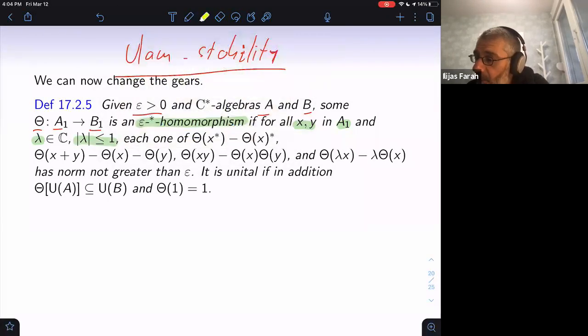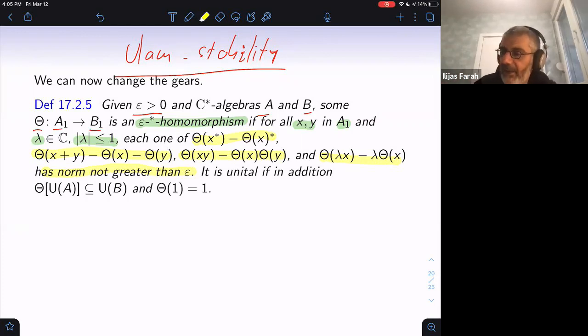we look at the following. We look at theta of x star minus theta of x, star. You see, if theta were a star homomorphism, this would be equal. But we just ask that the norm of that is not greater than epsilon. Right, so it's epsilon star preserving. And just do that for everything else that makes sense, right? So theta is epsilon additive, theta is epsilon multiplicative on the unit ball, right? So this is important, because really we are looking only at elements of norm at most 1. And finally, also multiplication by scalar. Theta respects multiplication by scalars up to epsilon, but only as long as everything is in the unit ball, including the scalar.